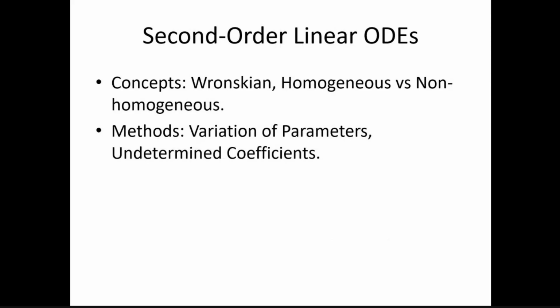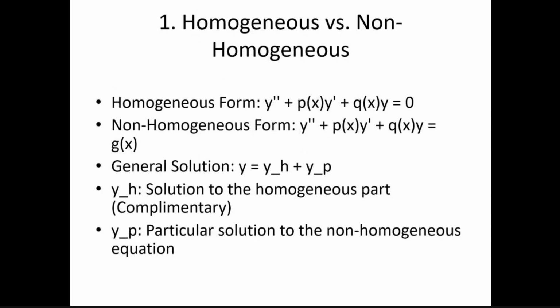Now let's look into second order linear ODEs. We look into some concepts like the Wronskian, homogeneous versus non-homogeneous, methods of variation of parameters, undetermined coefficients, etc. Homogeneous is y'' + p(x)y' + q(x)y = 0. If the right-hand side is 0, it is homogeneous. If the right-hand side is g(x), it is non-homogeneous. The general solution is y_h + y_p. y_h is the complementary solution, and y_p is the particular solution to the non-homogeneous equation.